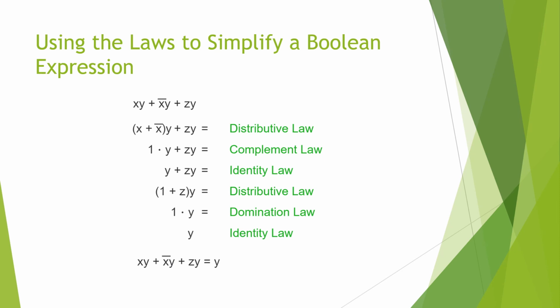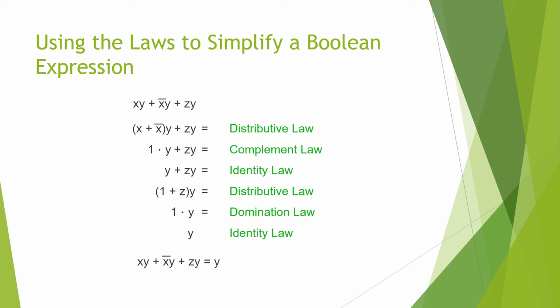Here is how we can simplify a Boolean expression using the laws that I showed you in the previous slide. Let's assume that you want to simplify x times y plus x bar times y plus z times y. We first can use the distributive law and factor out y from the first two terms. If you factor out y, you have x plus x bar, times y, plus z times y. And then if you use the complement law, you can replace x plus x bar with 1. So it would be 1 times y plus z times y.